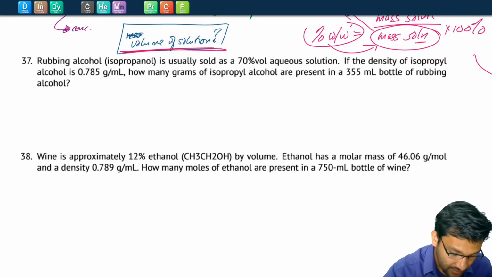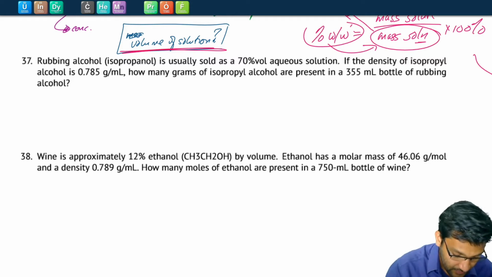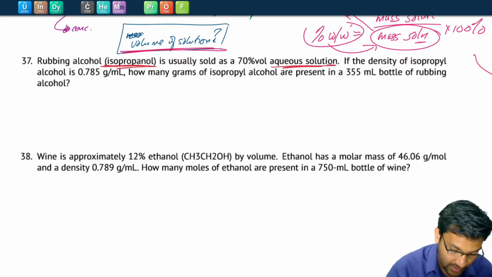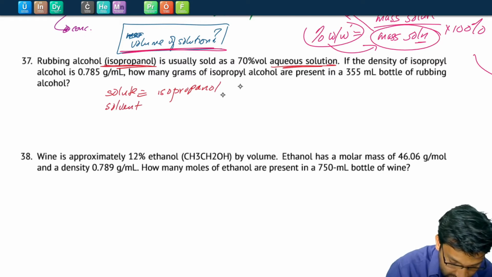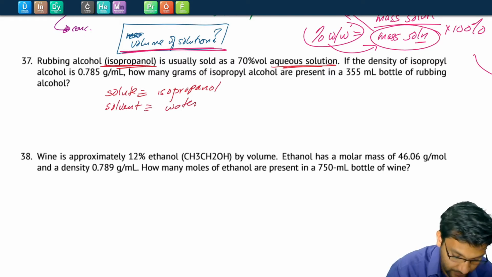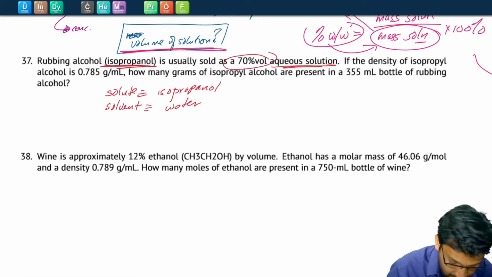Okay, so let's look at number 37. In number 37, we have rubbing alcohol or isopropanol, which is a 70% volume aqueous solution. So right away, we know that our solute is isopropanol. And it says it's an aqueous solution, so our solvent is water. And they give us the percent concentration by volume, so it's 70% V over V, or volume.